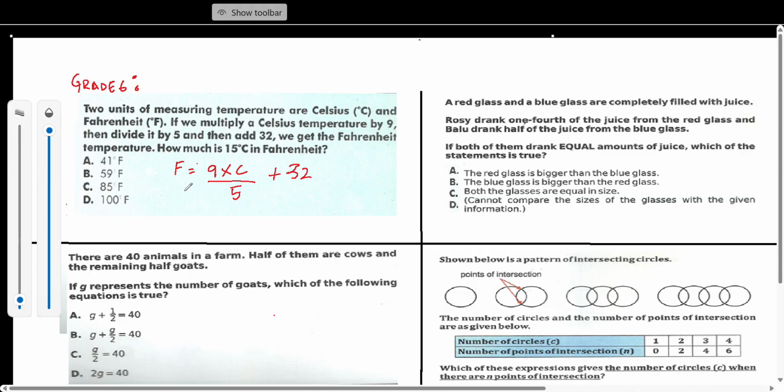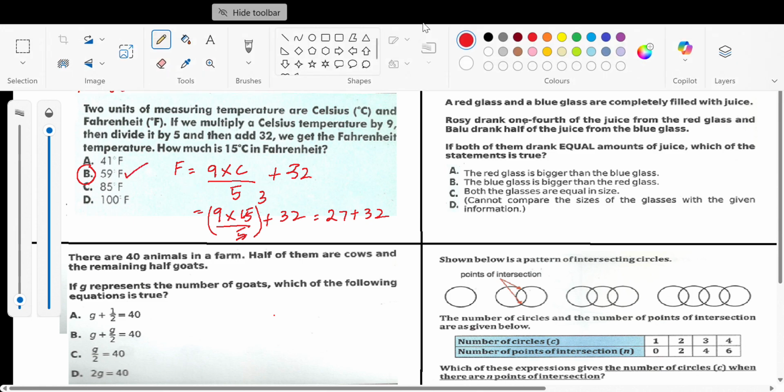Now how much is 15 degrees centigrade they are asking. So in place of C we will substitute 15. Since this term has to be simplified first, we can reduce: 3 5s are 15, 9 3s are 27, plus 32, which gives 59. 59 is going to be the answer for this question.